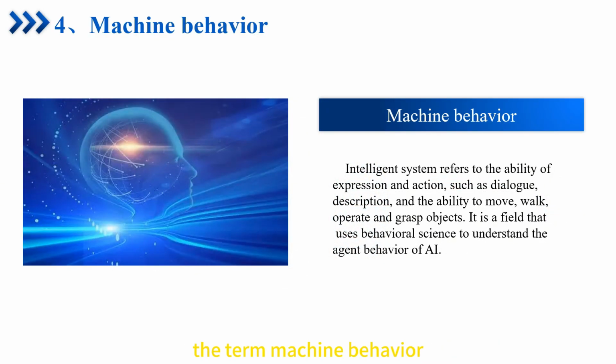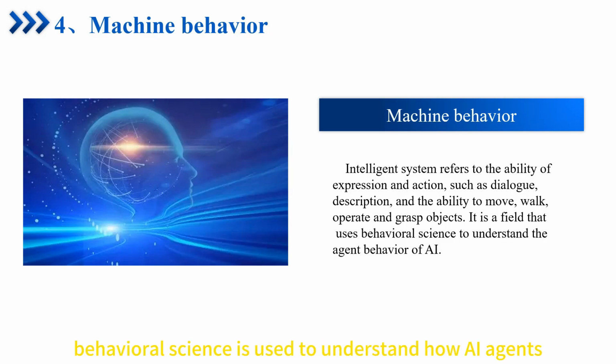The term machine behavior in the context of intelligent systems refers to their ability to communicate, move, operate, and manipulate objects, among others. In this field, behavior science is used to understand how AI agents behave.